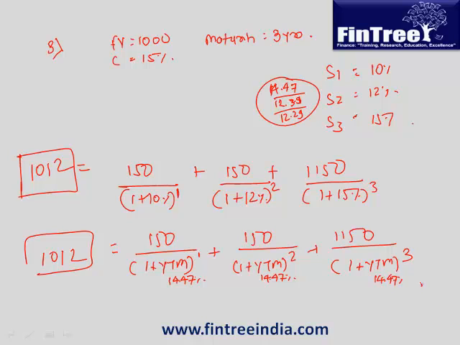Now say RCL1 plus RCL2 plus RCL3. And it should be very, very close, if not exact, because of decimals. 1012? Yes. So which means instead of using three separate spot rates, one single YTM satisfies the equation. And therefore YTM is the average of spot rates.